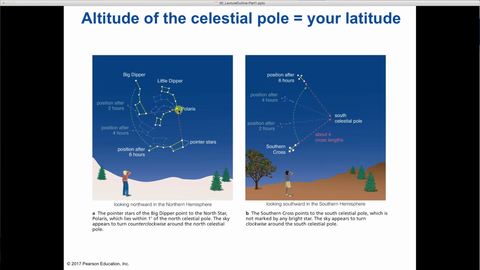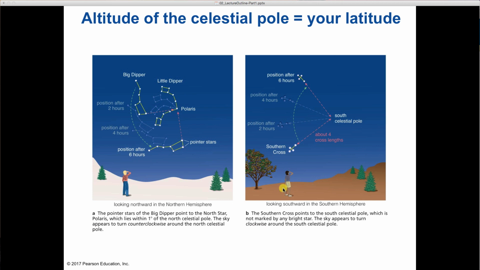But it shows the north celestial pole right by that star Polaris, and as the night goes on, everything seems to kind of go around that star, right? In the south, all the stars go around. They go in the opposite, clockwise sense, but they all seem to be going around a point over here. But there isn't a nice, precise, distinct star there. It's kind of just an empty spot for the south.